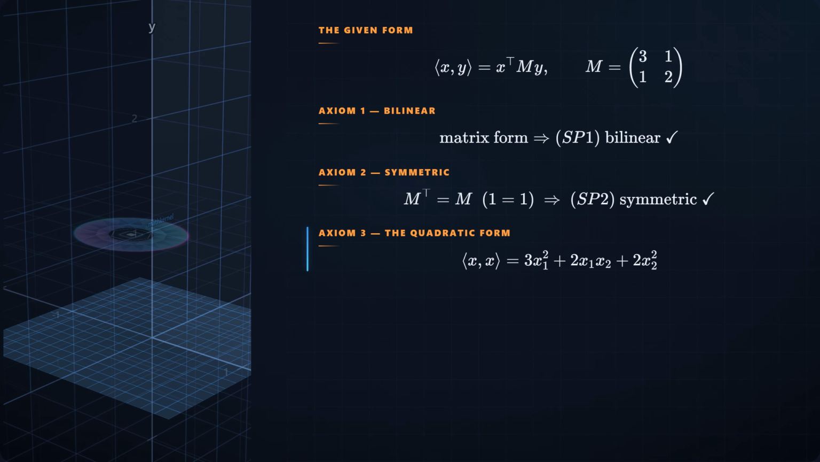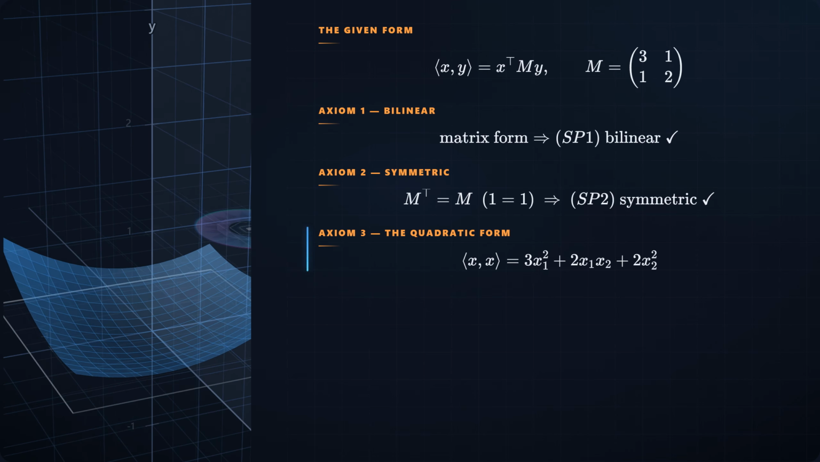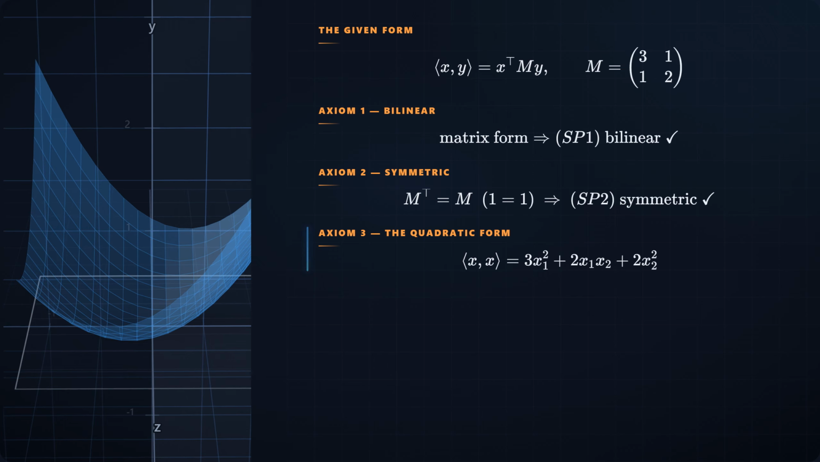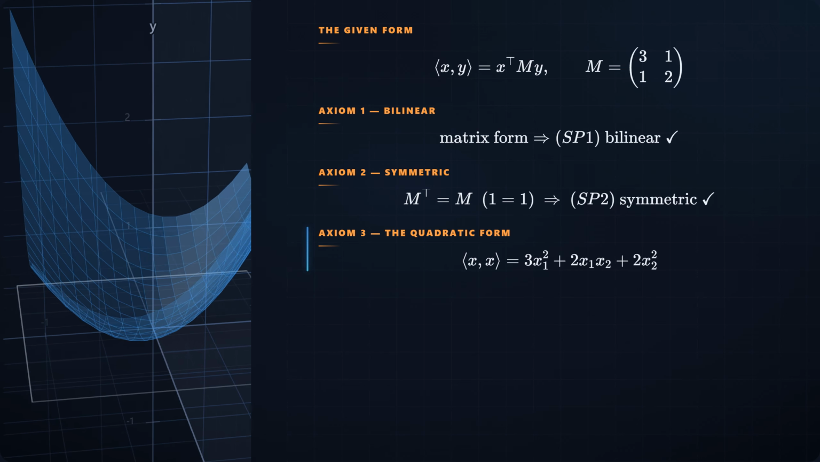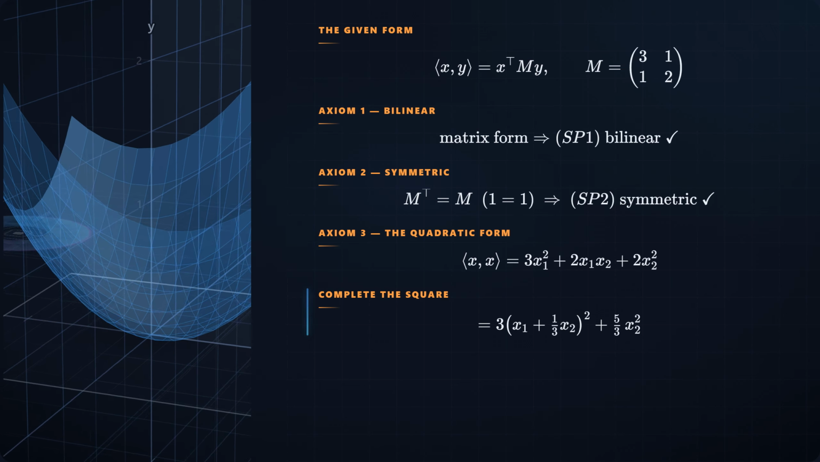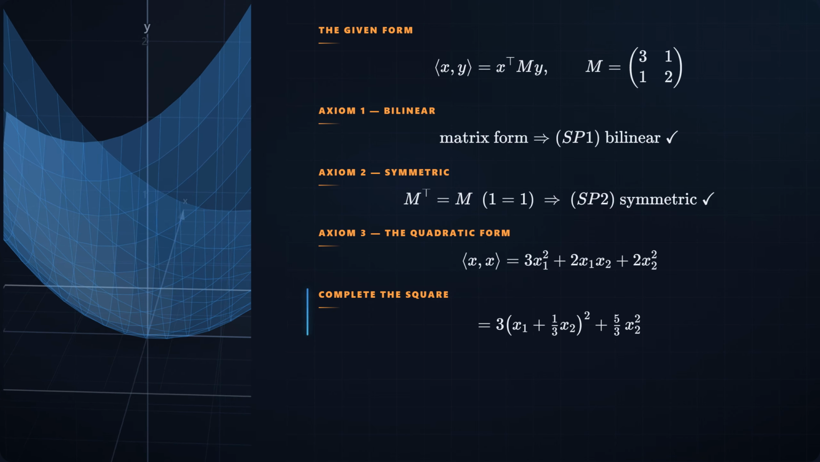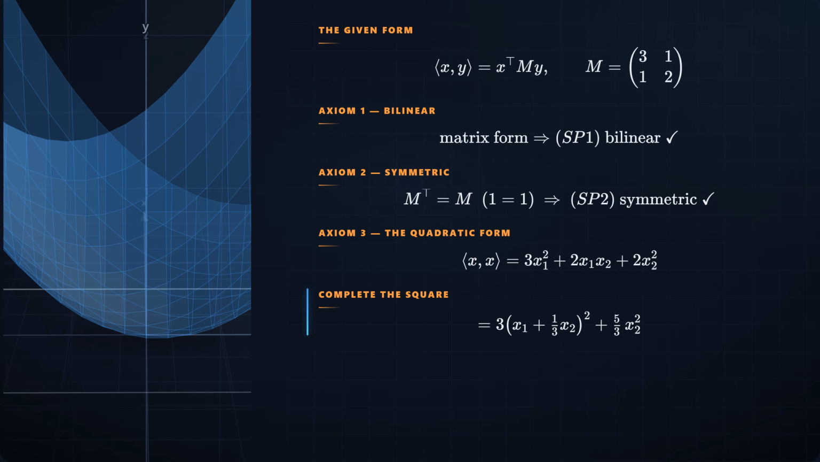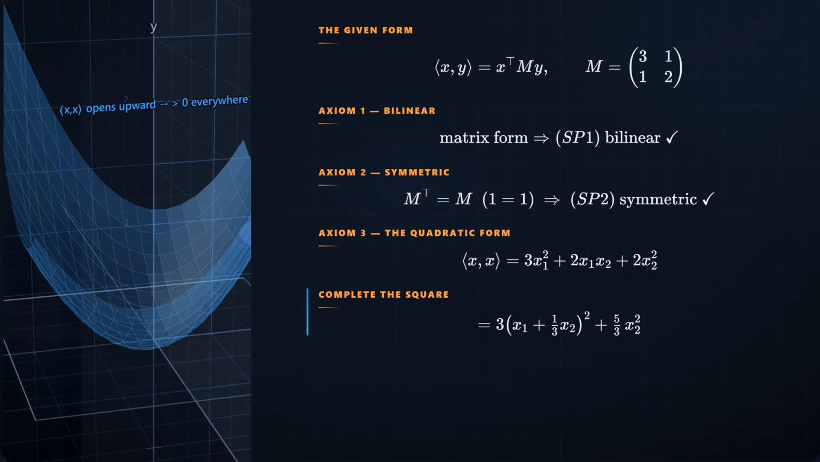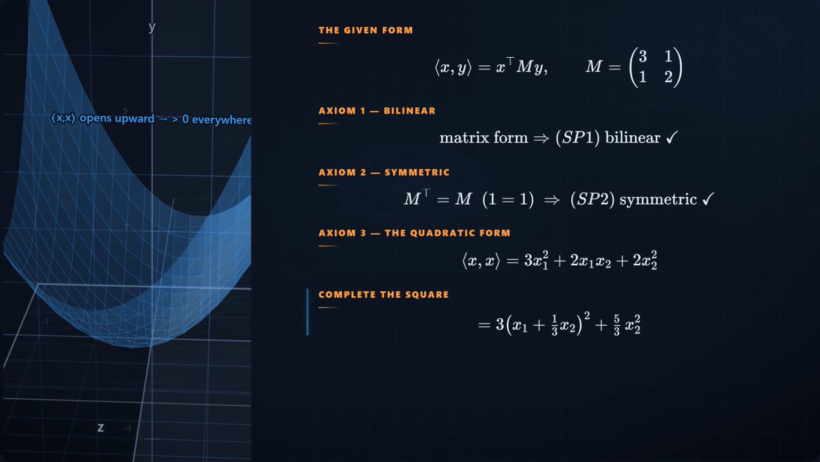Axiom 3 is the real work, positive definiteness. Expand the quadratic form, 3x1 squared plus 2x1x2 plus 2x2 squared. Standard move, complete the square. Pull out the 3, complete in x1, and the cross term is absorbed. 3 times (x1 plus a third x2) squared plus 5/3 x2 squared.